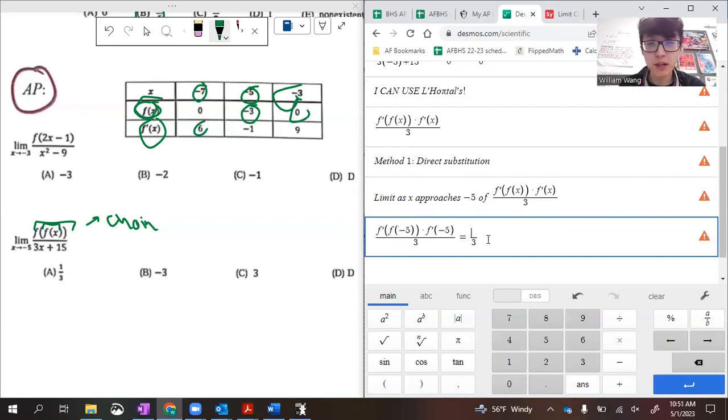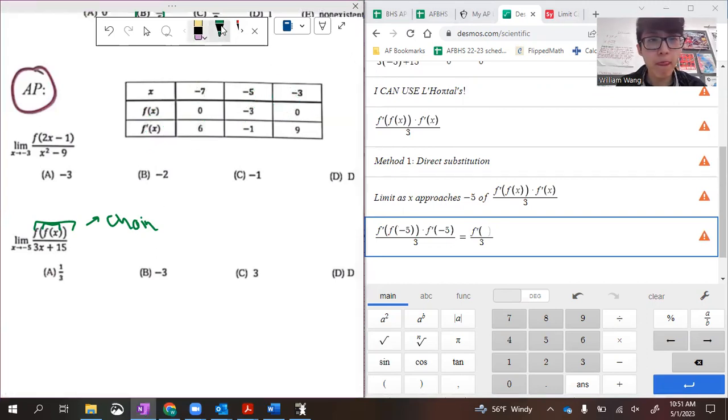So the denominator is 3. The top, f prime of f of negative 5 is what? Well, I'm going to erase these. So f of negative 5 is negative 3. So it's going to be negative 3 times f prime of negative 5. Well, f prime of negative 5 is negative 1. So it's times negative 1.